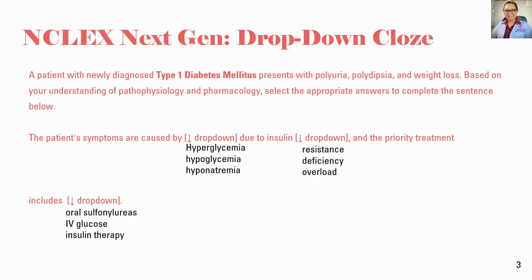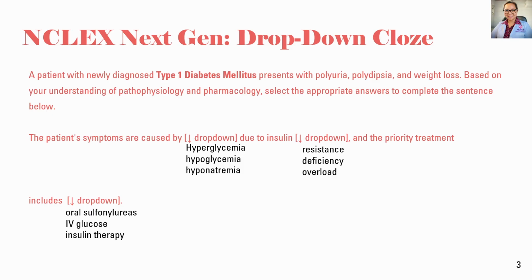Here's our sample question. So this one is a drop-down closed type of NCLEX next-gen question. A patient with newly diagnosed type 1 diabetes mellitus presents with polyuria, polydipsia, and weight loss. Based on your understanding of pathophysiology and pharmacology, select the appropriate answers to complete the sentence below. So you will see that there will be 3 drop-downs on the screen. Unfortunately, I'm not able to create a drop-down button, but if you could imagine that if you click on this drop-down word, the words that are down below will pop up.